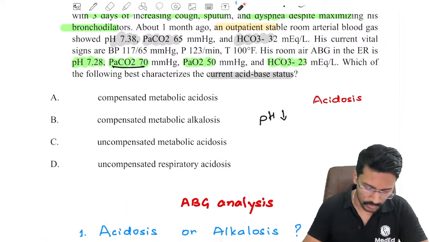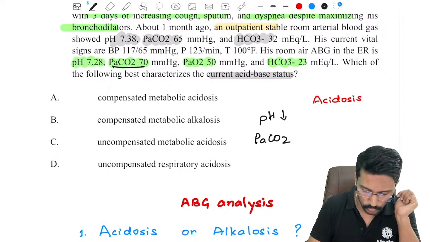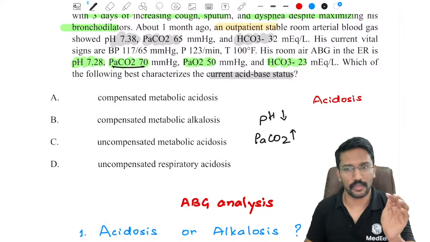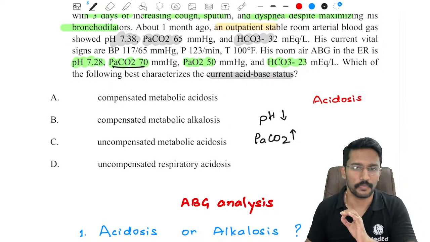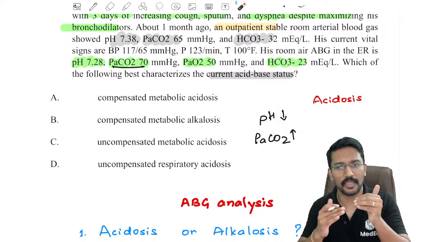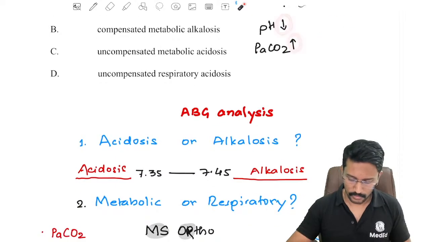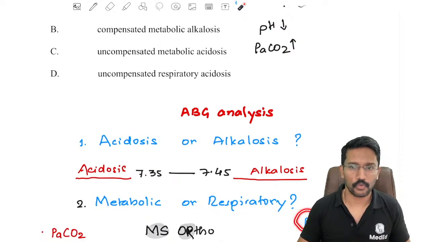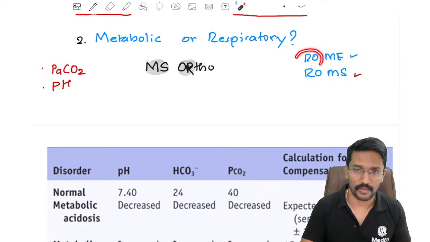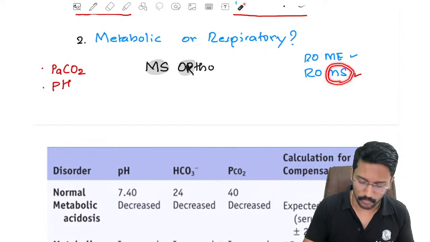So here PaCO2 is increased, more than the normal 45. Look at the direction of these arrows. Are they in the same direction or opposite direction? They are clearly in the opposite direction. So what happens if opposite? We remember with this mnemonic: respiratory opposite, metabolic in the same direction, equal, or metabolic same, ROME or ROMS.